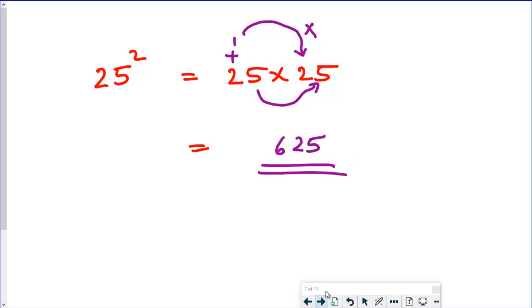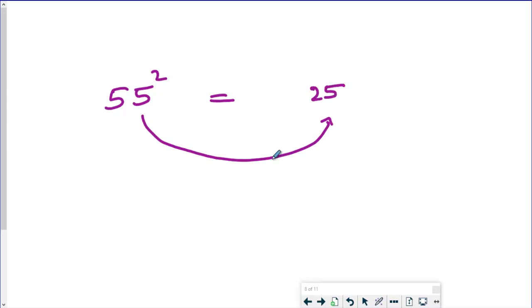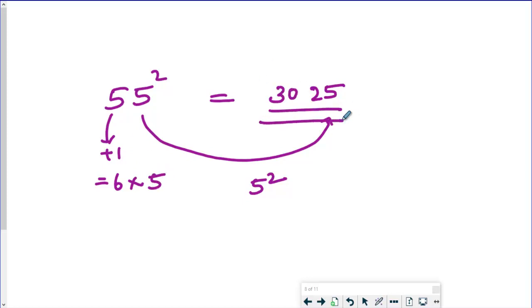Then one more example. If you want to calculate 55 square, so what we have to do? First 5 square. First 5 square you can write 5 square 25. Then from this 5 you have to add 1 plus 1, that is equal to 6. Then 6 into the same number, 6 into 5, that is 6 5s are 30. So our answer is 3025.